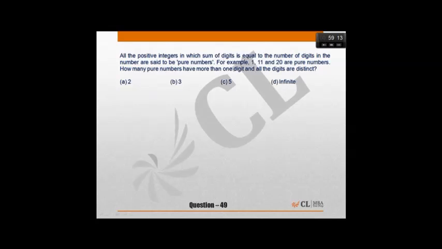All positive integers in which the sum of digits is equal to the number of digits in the number are said to be pure numbers. For example, 1, 11, 20 are pure numbers. Sum of digits is equal to the number of digits. How many pure numbers have more than one digit and all digits are distinct? Not a question which I want to attempt. It's going to be time consuming. Okay, question 50, last question.